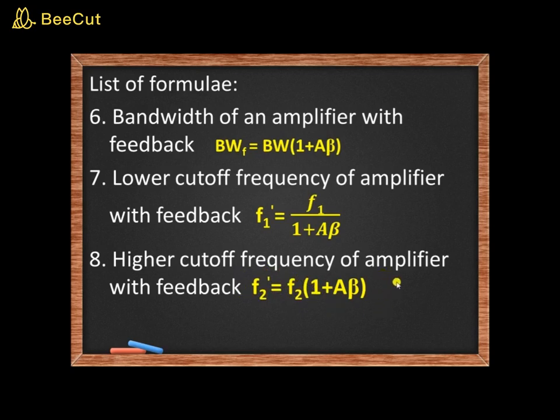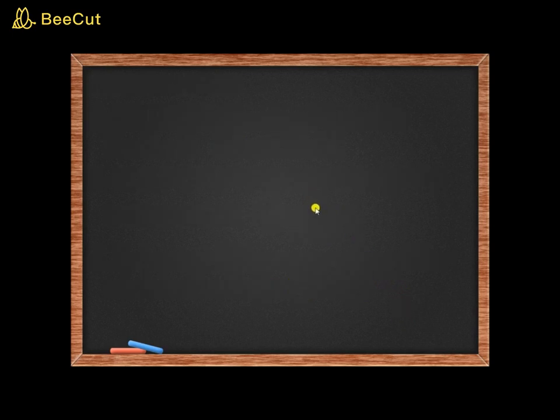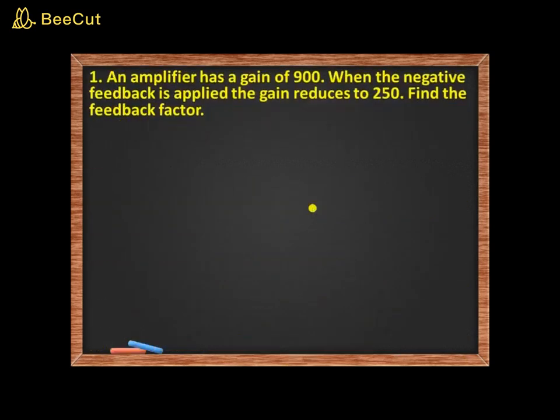So by keeping all these formulae in mind, let us solve some problems. Here goes the first one. I'll first read out the problem. An amplifier has a gain of 900. When negative feedback is applied, the gain reduces to 250. Find the feedback factor.